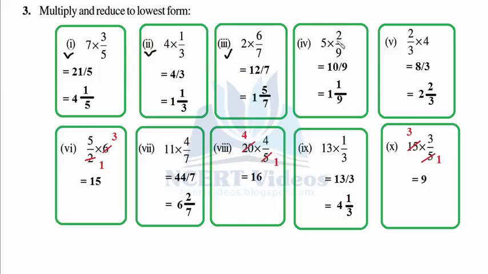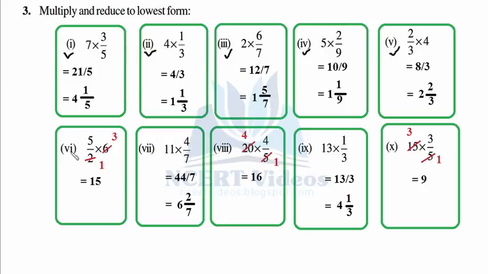Fourth, 5 twos are 10 over 9 ones are 9, and now 9 ones are 9 and 1 is remainder over 9. That is 1 and 1 over 9 is your fourth part. Here 4 twos are 8 and 3 into 1 is 3. So 8 over 3. Now 3 twos are 6 and 8 minus 6 is 2 over 3. This is how you do it in a fast way.